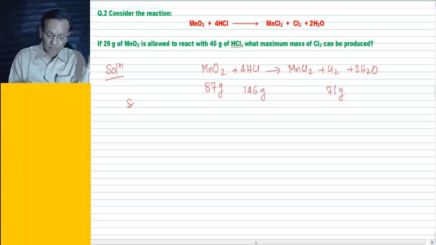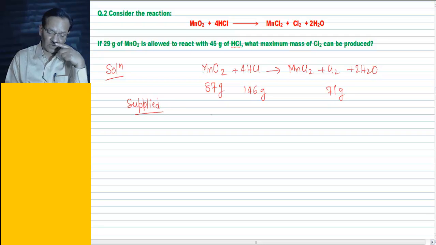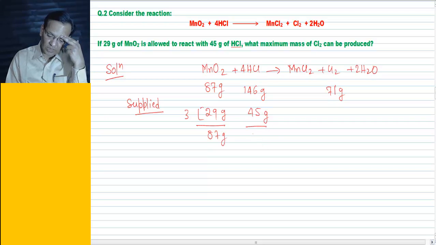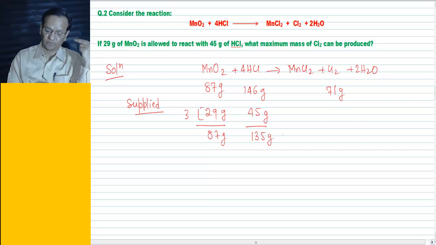The supplied is 29 gram of manganese dioxide and 45 gram of this. 87 is a multiple of 29. 29 times 3 is 87. So what we do, let us multiply it by 3. It will give 87 gram here and 45 into 3, 135 gram here.